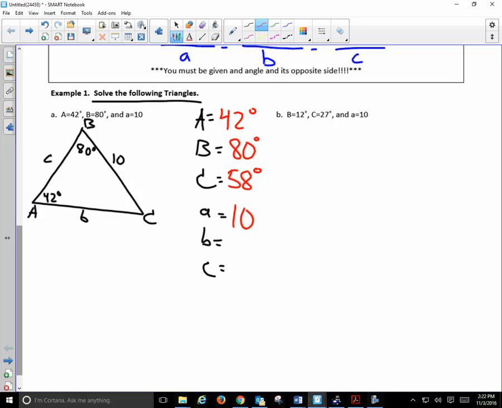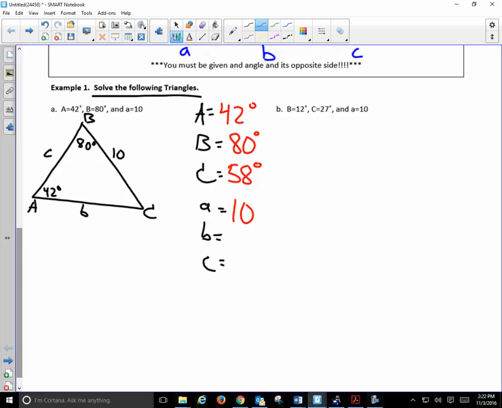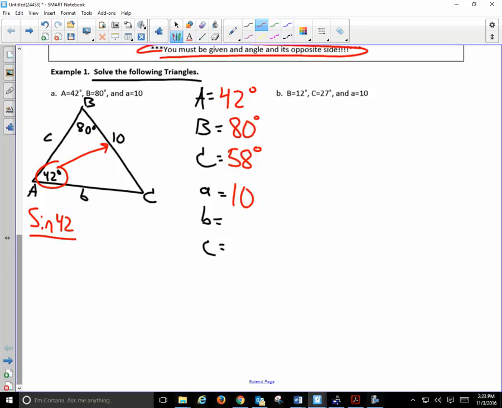Okay. Now I need to come up with sides. And here's the key to the law of sines. You must have an angle and its opposite side. So, can somebody tell me the angle whose opposite side I know? A. So I say the sine of 42. So I'm using this right here. I have to have an angle and its opposite side. If you don't, it ain't going to work. We actually need a different formula, and we'll teach that later.